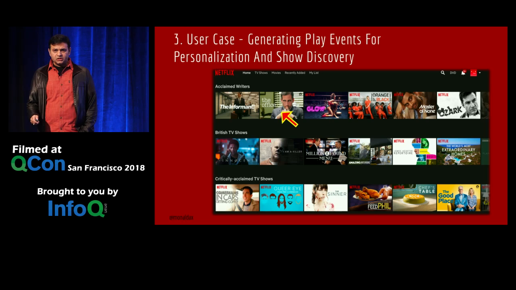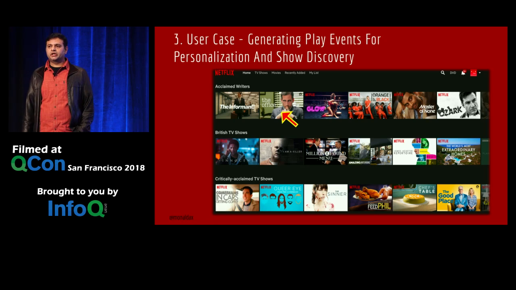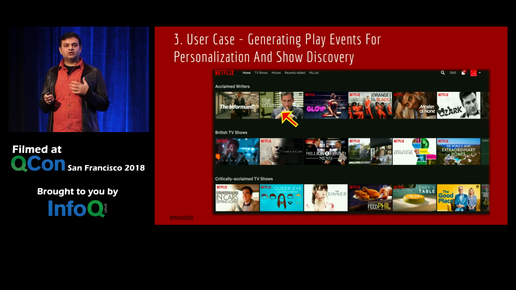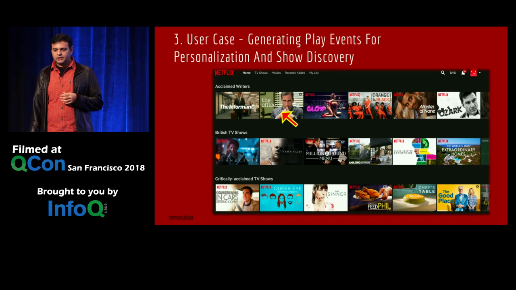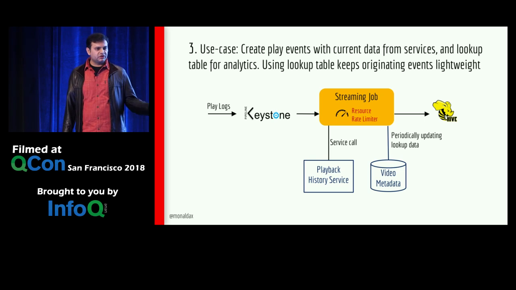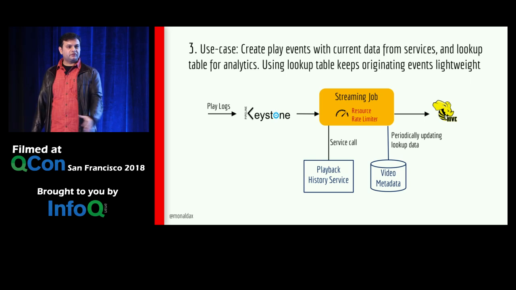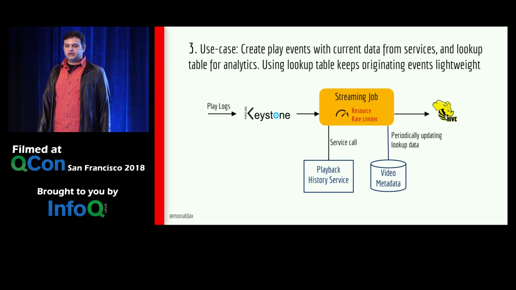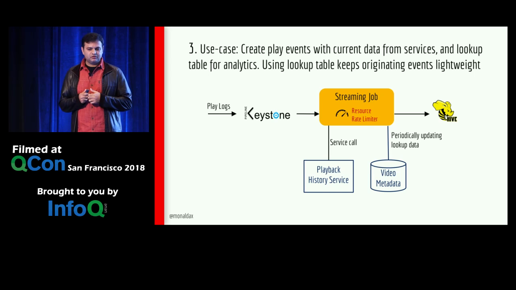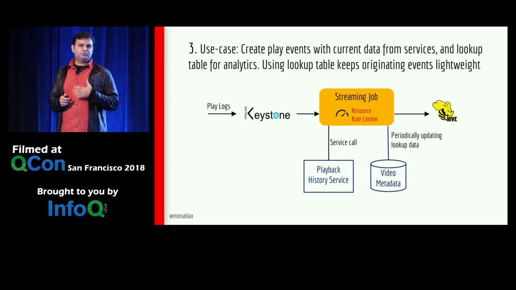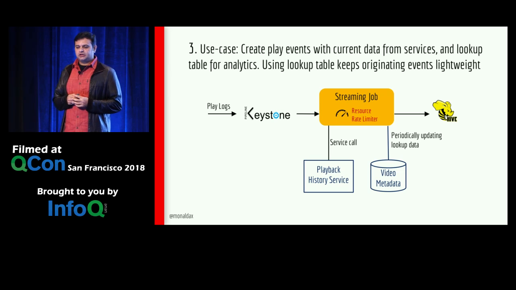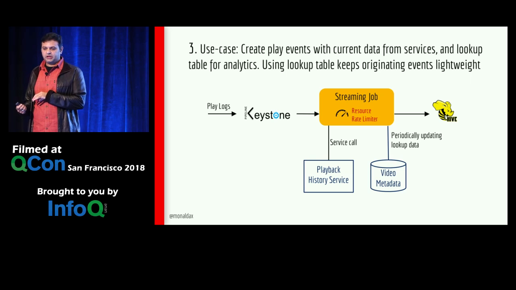So this third use case was where we wanted to generate interesting plays that were happening on the user and identify them so that we can provide better personalization. What this job ended up doing was using a stream from Keystone Pipeline, one of the router streams here. And it looks up additional information about this event from the playback history. So you made a play, we want to look at additional information about it. We enrich the event, and then we also look up the data from the video metadata.